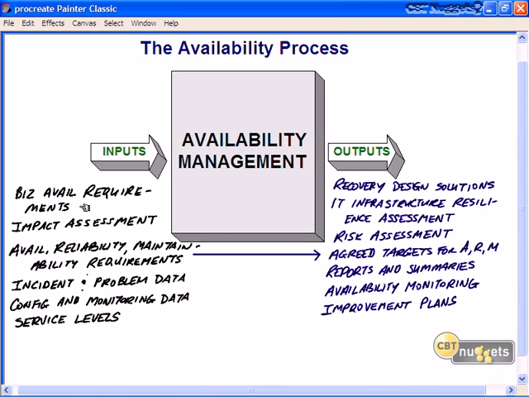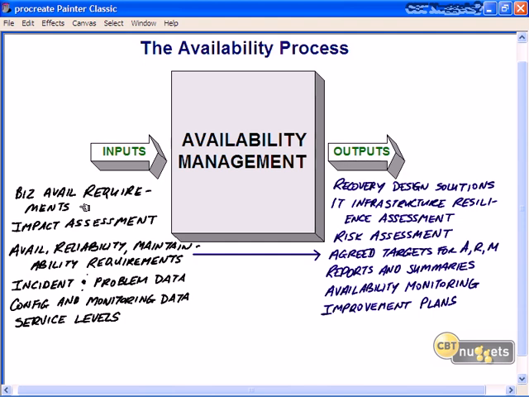So what are the inputs into the process? Well, we're going to evaluate the requirements for availability that the business needs, whether this is our business working internally or whether we're doing this as a provider, a service provider for a customer.